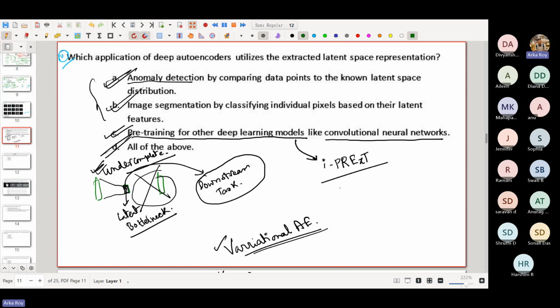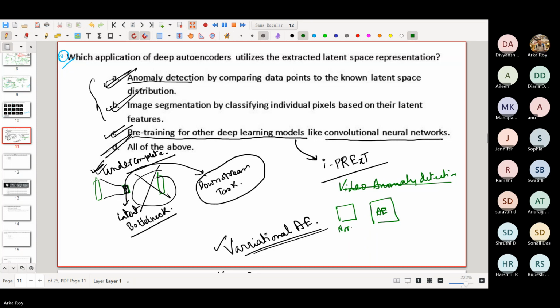For example, you can train for video anomaly detection. You train this autoencoder with normal events. Normal event means, let's say, on a road there is no traffic rule violation, so that I am referring to as a normal event, and you try to reconstruct it back using this whole autoencoder architecture.